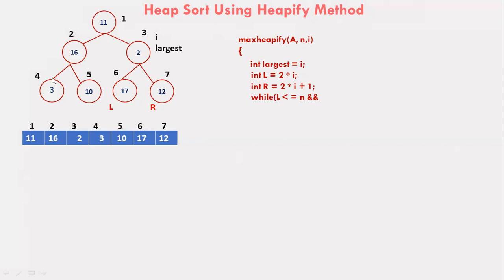Now suppose my n value is equal to 4. Here L will be 2i. That is, the I value is 4, so 2 into I is 8. So the left child of 4 will be 8, and the right child will be 2 into 4 plus 1, that is 9. So the index values 8 and 9 do not exist. There is no left and right child for this particular index value 4, so there is no need of doing the max heapify. That's the reason we have to check the condition L less than or equal to n.